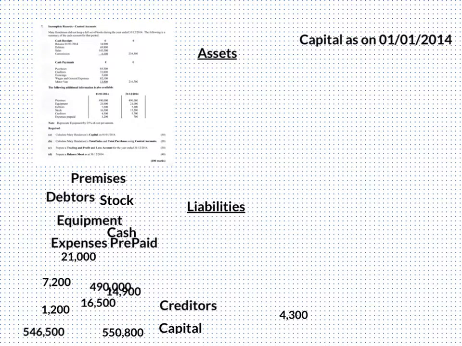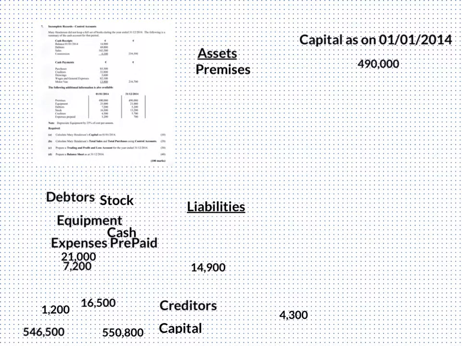So just to make things easier and a little bit neater, I've pre-typed out the assets and liabilities and the numbers that relate to them down here. So what you'll see is I'll just drag them across. It just makes things look a lot neater. So the first one is premises. We all know that premises would be an asset. So the value of the premises is 490,000. So I'm going to drag that across.